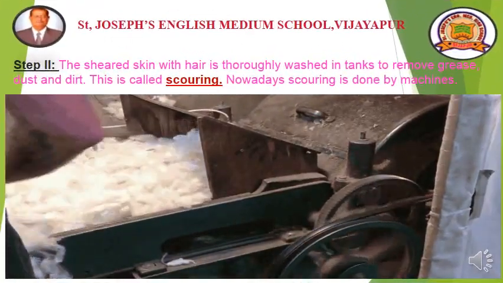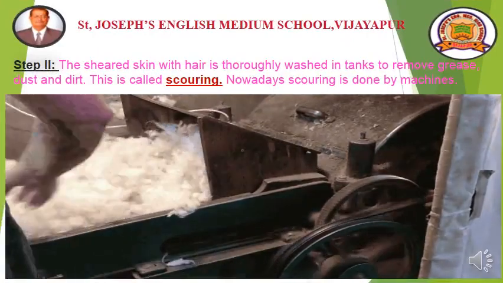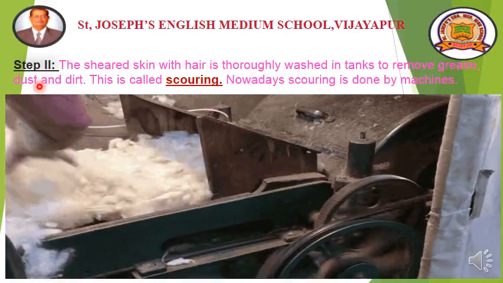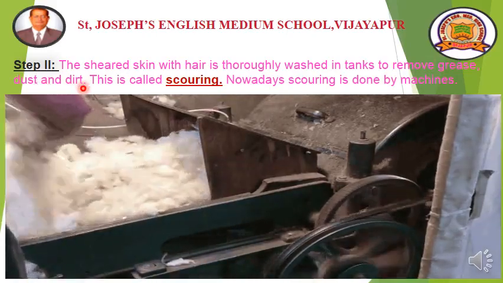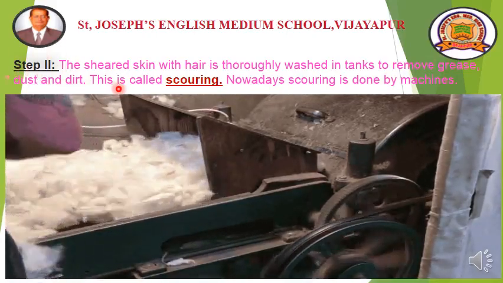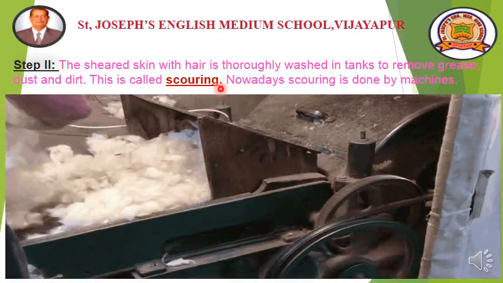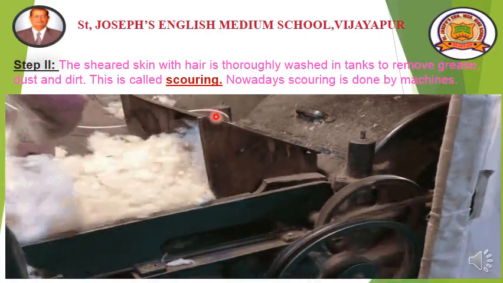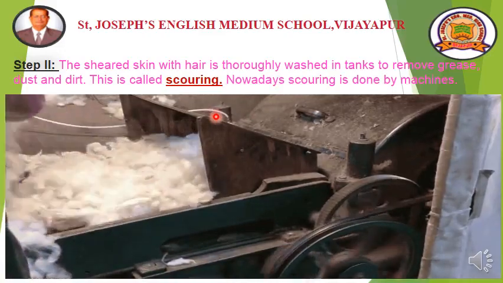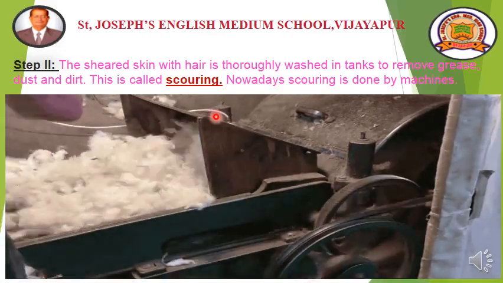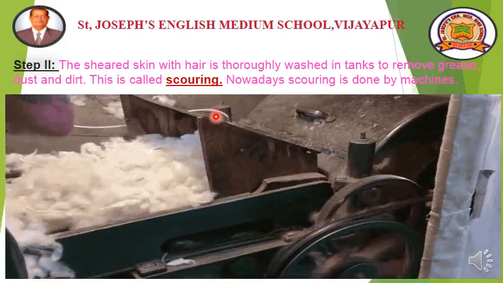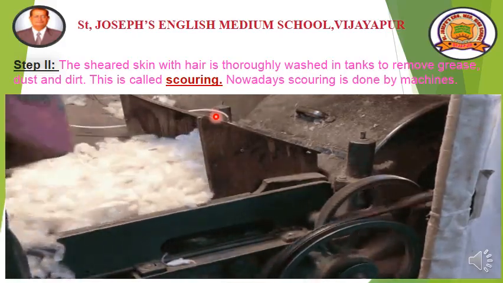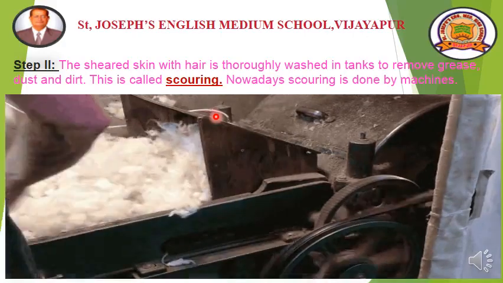The sheared skin with the hair is roughly washed in tanks to remove the grease, dust and dirt. This is the second step. This is called scouring. Nowadays, scouring is done by machines. Earlier, it was done by human beings through scouring tanks. By hand it is done, but we need a large quantity, so it is done by machines.